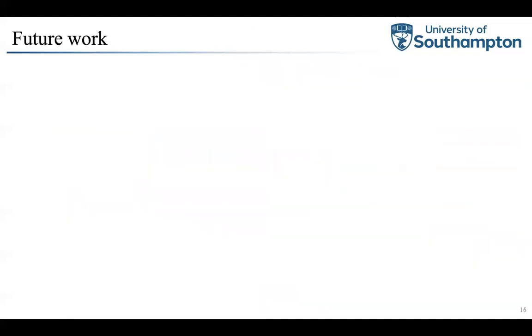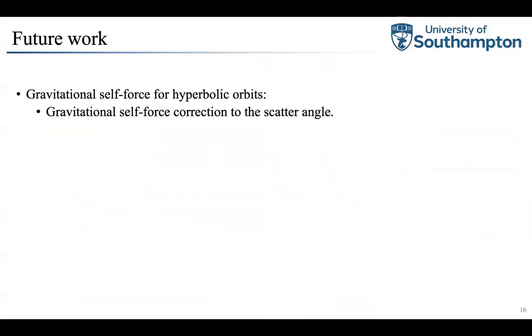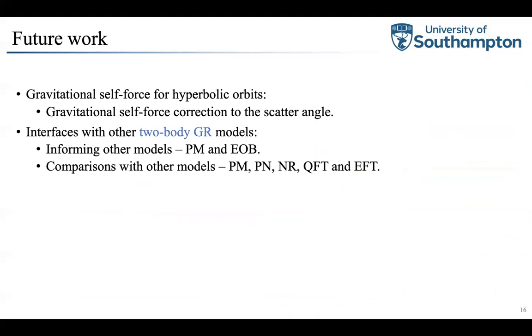So for future work, what we want to do is calculate the gravitational self-force for hyperbolic orbits, which we can then use to get the gravitational self-force correction to the scatter angle. Once we have that, we can look at interfaces with other two-body GR models, such as informing other models like PM and EOB, but also comparing with other methods such as weak field expansions, numerical relativity, or the high energy physics methods.